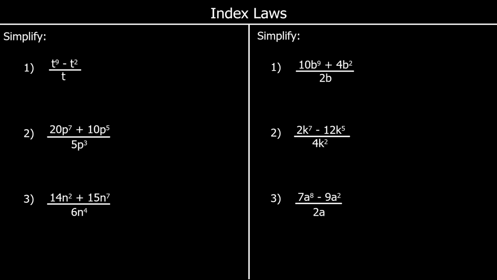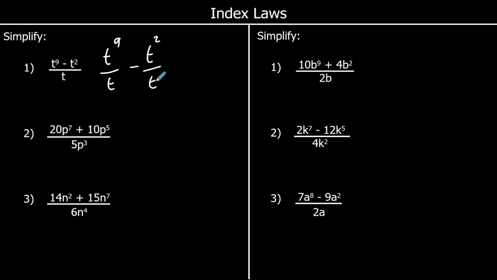And one more set of questions. This time we're dividing. So when we've got two terms on top and one term on the bottom, we can think of it as splitting into two different fractions. So t to the power of 9, take away t squared, all divided by t, same as t to the power of 9 over t minus t squared over t.